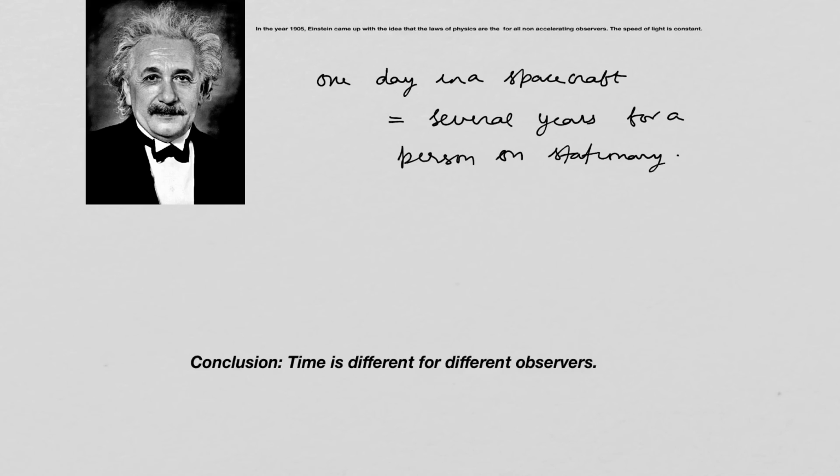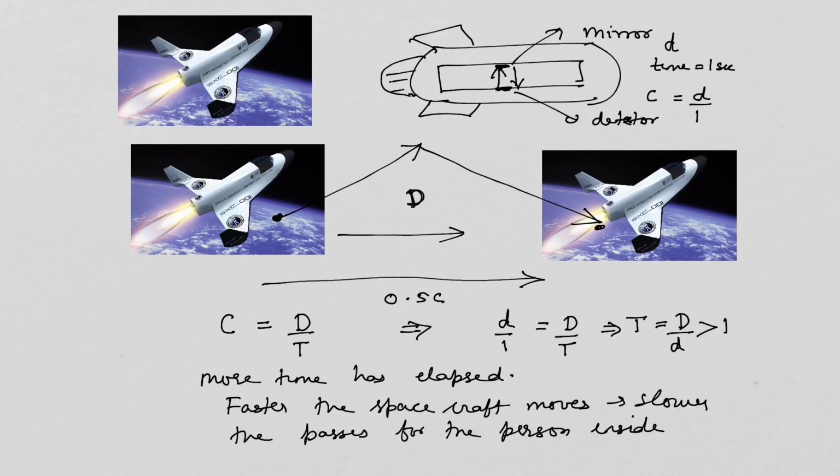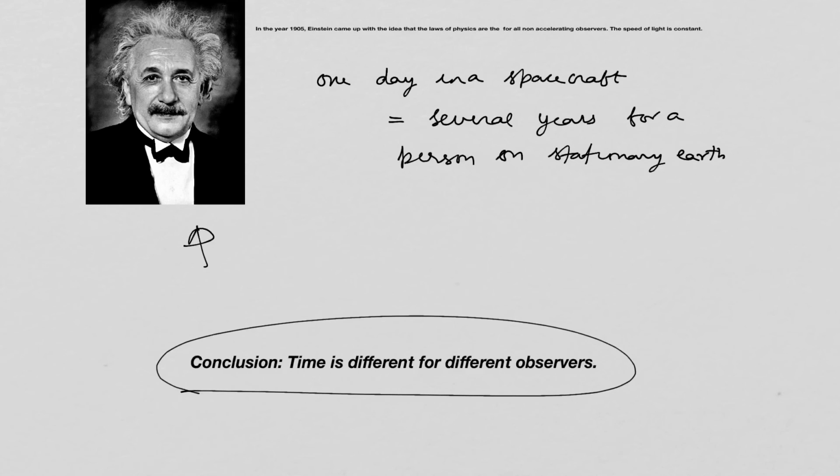So what does that finally help us to conclude? That time is different for different observers. This is the conclusion, and this was called the special theory of relativity. The person who thought of this was Albert Einstein in 1905. So Einstein came up with this idea in 1905, and he called it the special theory of relativity, simply because it was valid only for non-accelerating frames.